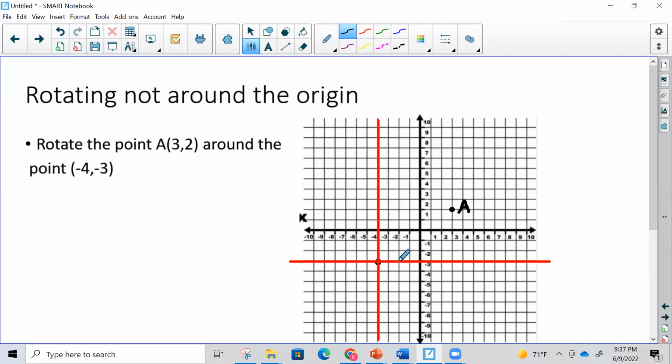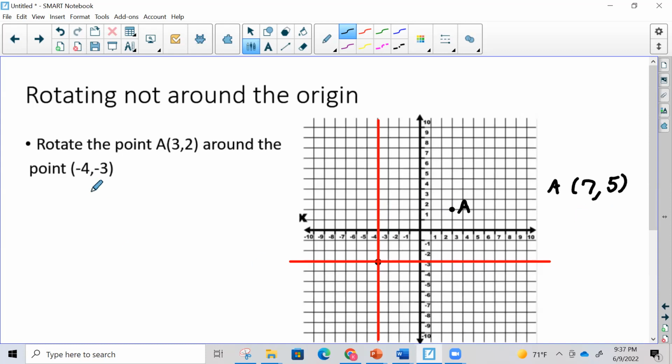And I am going to now figure out the coordinates of A based on this being my origin, 0, 0. So if I count, I have 1, 2, 3, 4, 5, 6, 7. So the X coordinate would be 7 because it's 7 to the right of the origin. And then if I go up, it's 1, 2, 3, 4, 5. And so the Y coordinate would be 5 based on this being 0, 0.